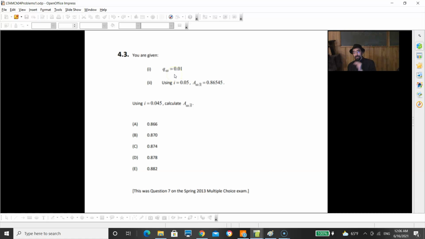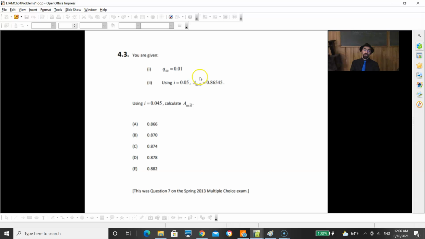You're actually not, because for an endowment insurance, it doesn't matter whether you survive the third year or not. Either way, you'll get paid 1 at the end of the third year. So to evaluate A60 colon angle 3, you actually only need the survival probabilities for the first 2 years. And that's how you tackle this problem.